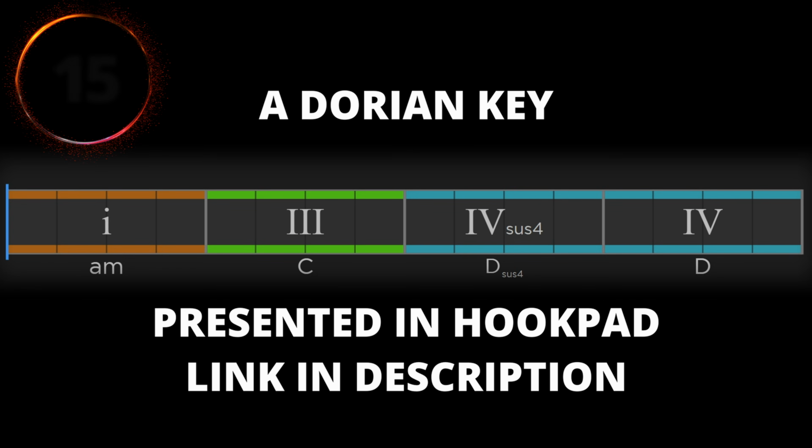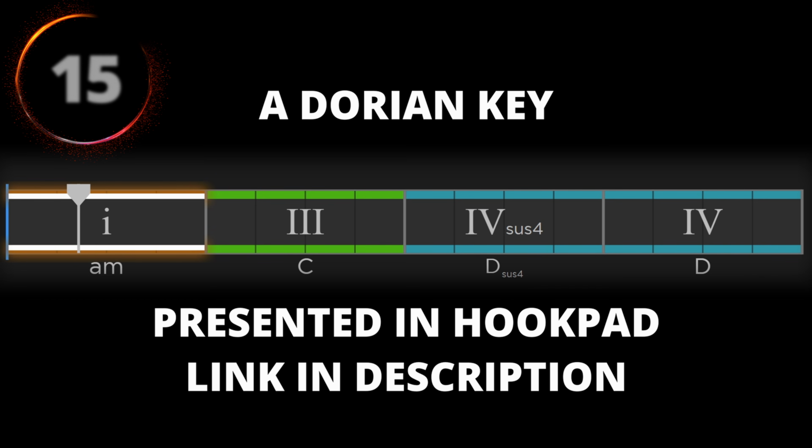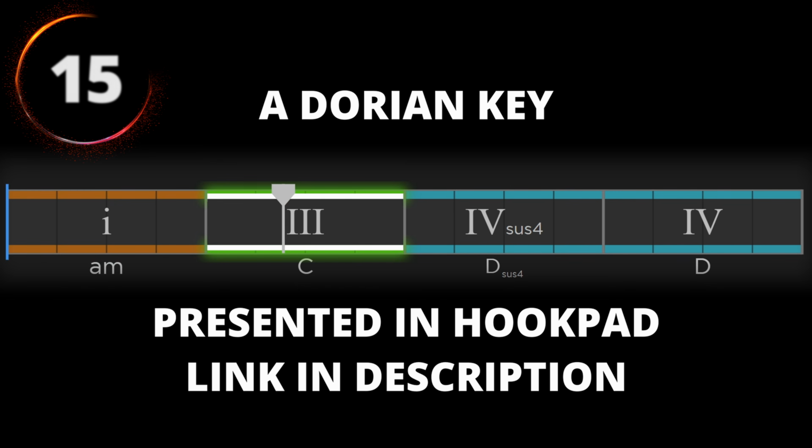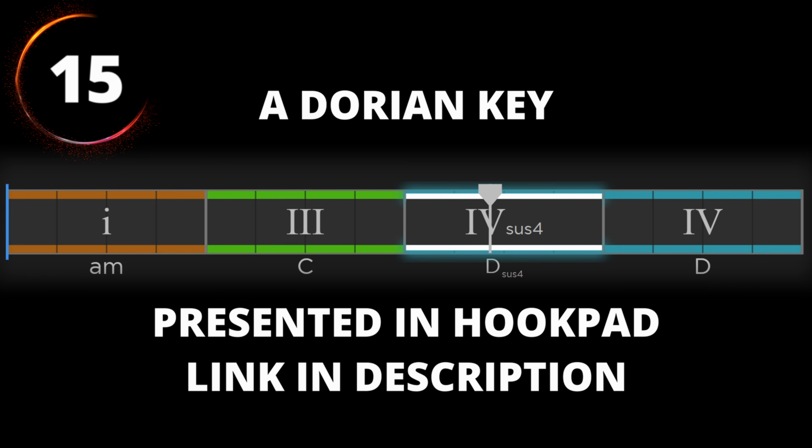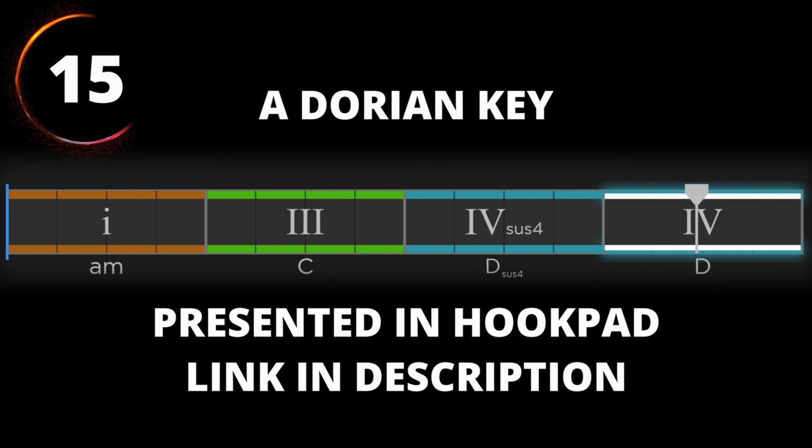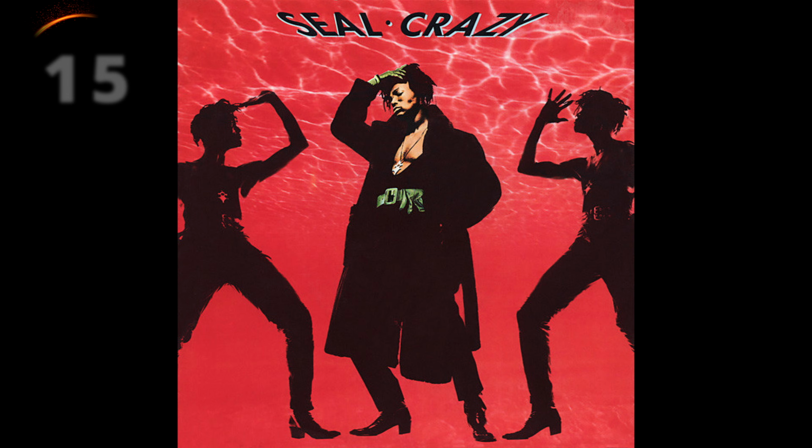Number 15 now with 1, 3, 4 sus4, 4. Strap in for several variations with the 4 sus4 to 4 change. Here the minor 5 chord is dropped for the major 3 chord. This elevates the whole progression, showing you how changing a single chord can transform your songs. An example of this progression can be found in the song Crazy by Seal.